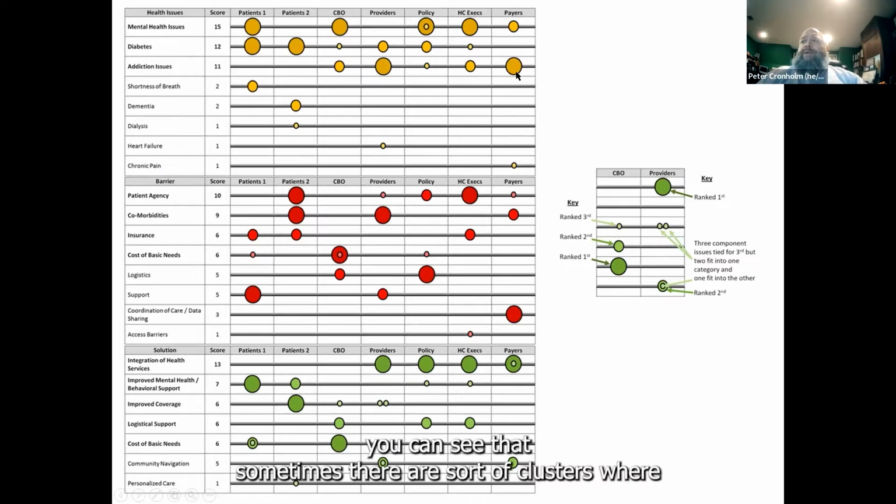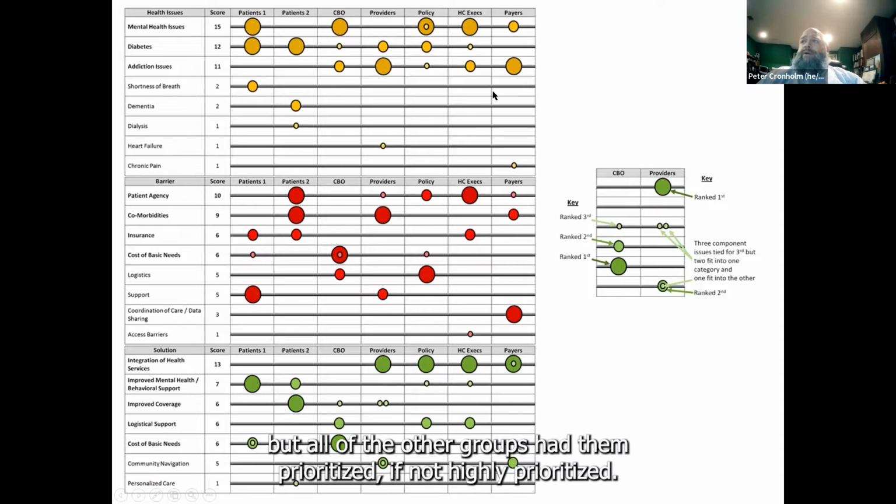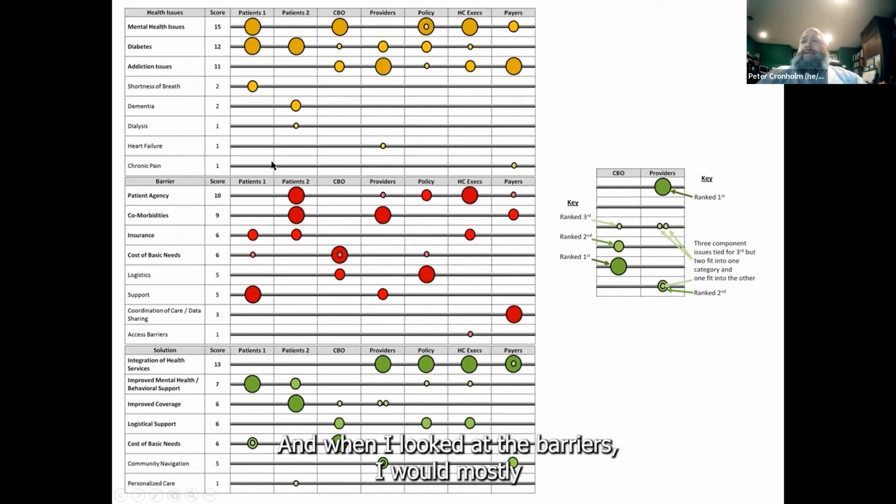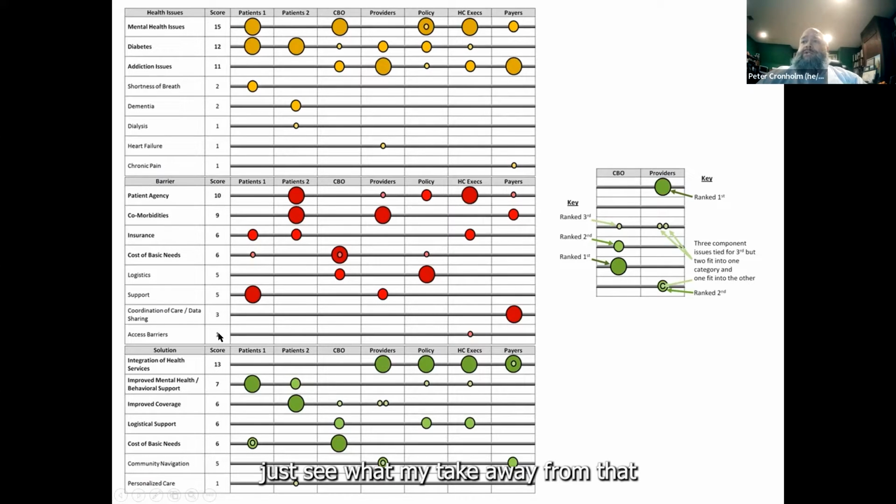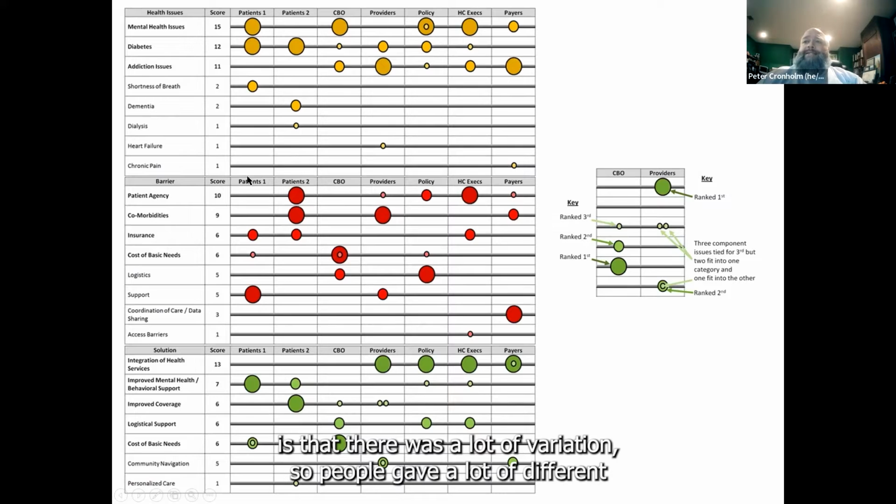You can see that sometimes there are clusters where no patients identified addiction issues as a health problem, but all of the other groups had them prioritized, if not highly prioritized. And when I looked at the barriers, my takeaway is that there was a lot of variation. So people gave a lot of different types of barriers that were challenges, but we got a little more consensus when we looked at solutions.